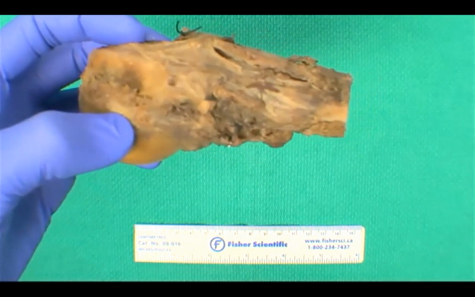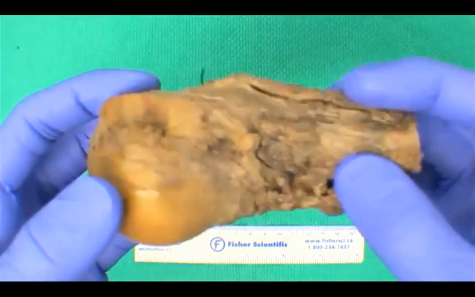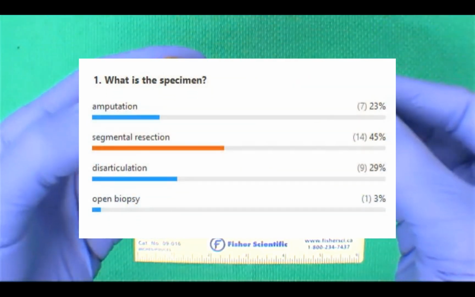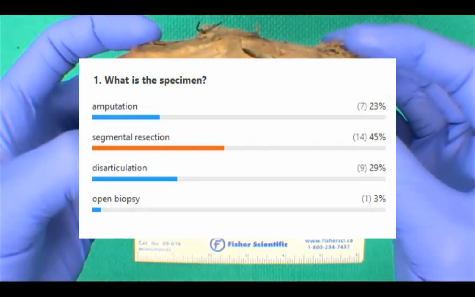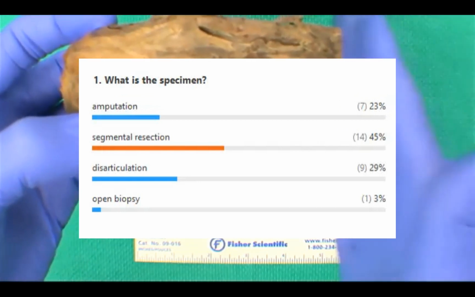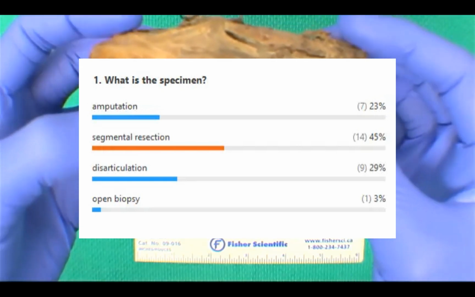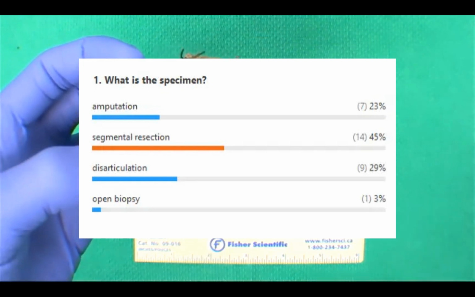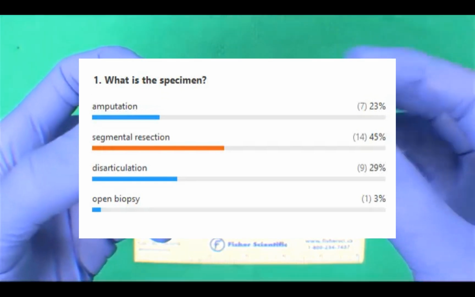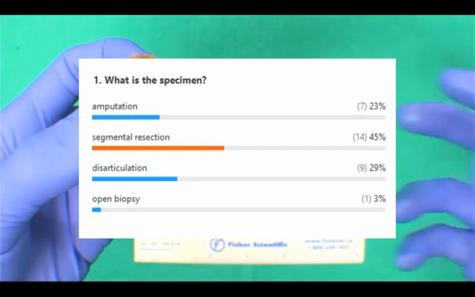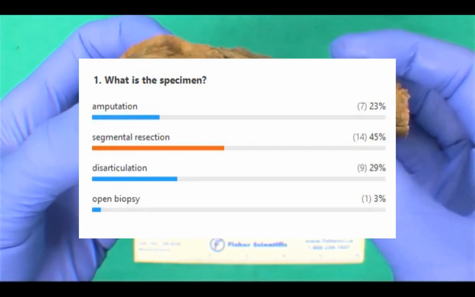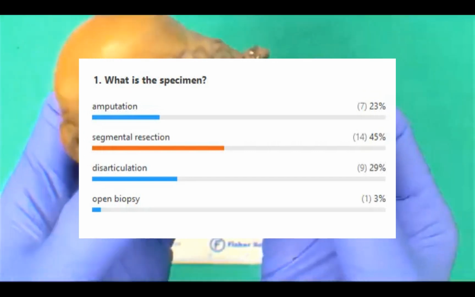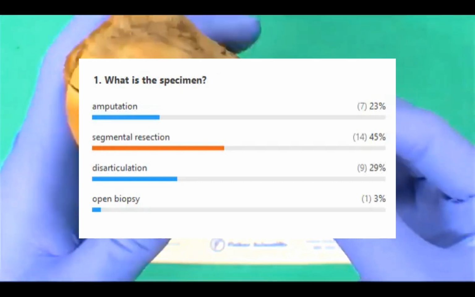Okay, great. We've got some answers in the chat that this is the humerus, and everyone is 100% correct. This is what we're going to call a segmental resection of the humerus. When we think about amputations, we're usually thinking about full limbs, usually transected across a bone. With a disarticulation specimen, we're also thinking more limb-like, but all taken off at a joint. An open biopsy typically refers to a smaller piece of tissue that's representative of the tumor being examined. So you're right, this is a piece of humerus. This is a segmental resection of this particular humerus.